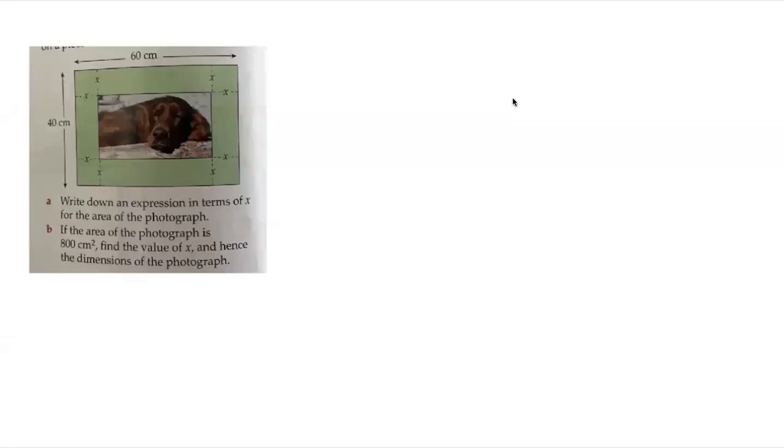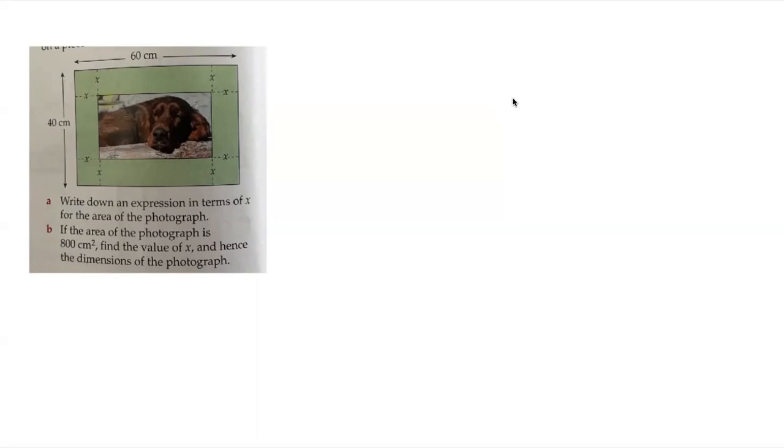Right, so what we have here is a question that involves solving a quadratic equation. So let's read the question carefully, as we should do. And I think I've chopped off part of the question, but the top part of it says, the diagram shows a photograph mounted on a piece of cardboard. And the first part says, write down an expression in terms of x for the area of the photograph.